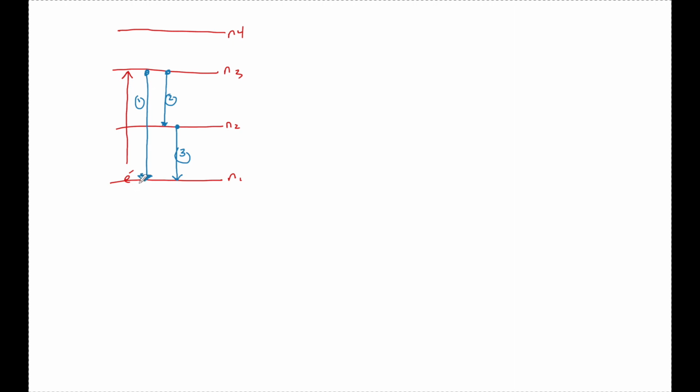I could fall all the way down, which is going to create one color. I can go this way down to 2. That's going to create a second color. And then when I'm at 2, I can make another drop. And then I create a third different color.